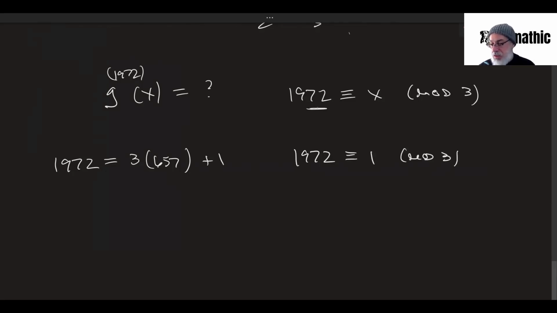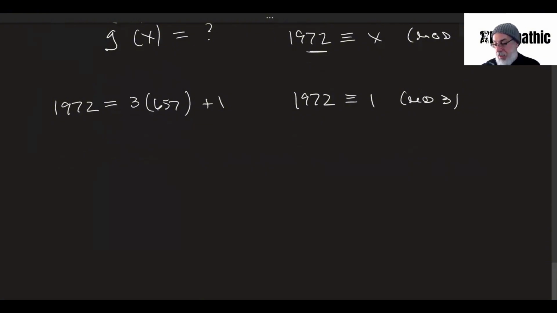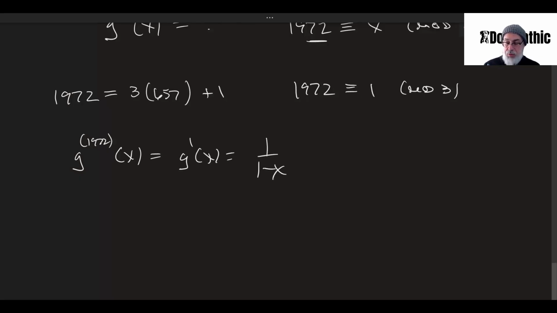This is even, so it can't be 0. So our only choices are 1 and 2. And if it's 2, then I think we can divide it again. So it has to be 1. Anyway, so that means that g of 1972 of x is equal to g of 1 of x, which is equal to 1 over 1 minus x. So whatever value we want to plug in for x, if we compose it by itself 1,972 times, we will just end up at 1 over 1 minus x. So if g of 4, it's negative 1/3.